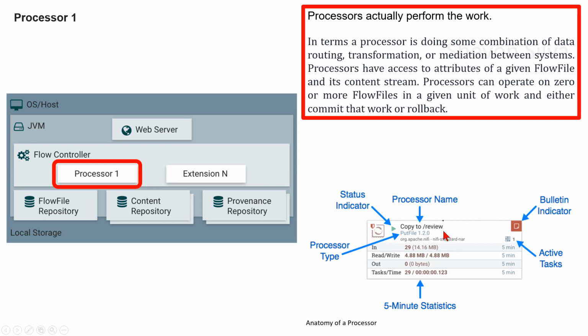Processor name. This is the user defined name of the processor. By default, the name of the processor is the same as the processor type. In this example, the value is copy to /review.